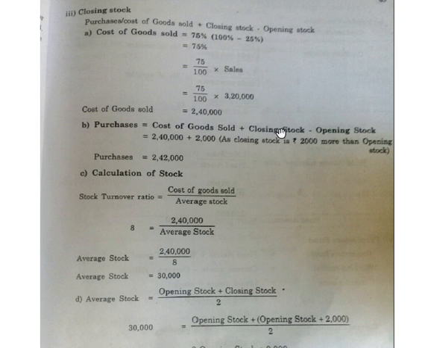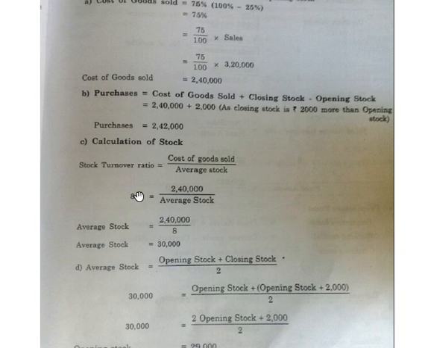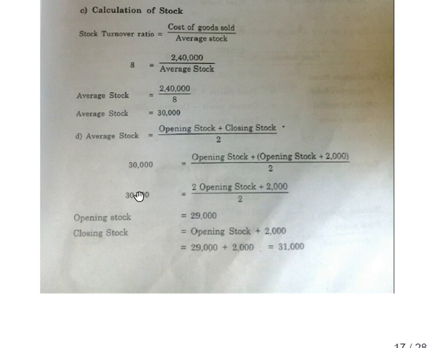Purchases, cost of goods sold plus closing stock minus opening stock, 2,40,000 plus 2,000, as closing stock is rupees 2,000 more than the opening stock. So purchases is 2,40,000. Because we know the balance is 2,000, we consider directly 2,000. So purchases is 2,42,000.